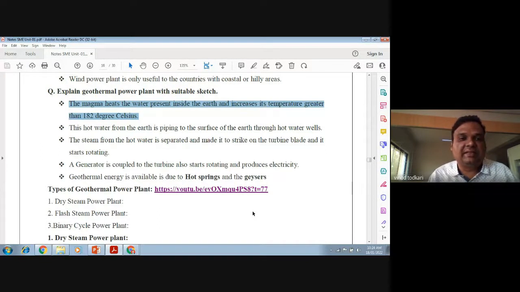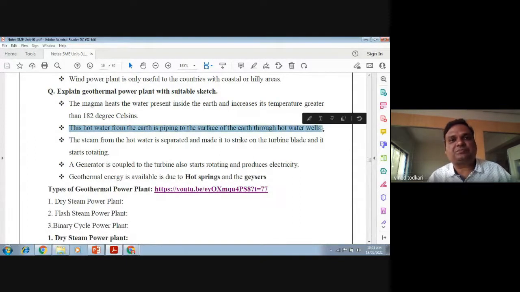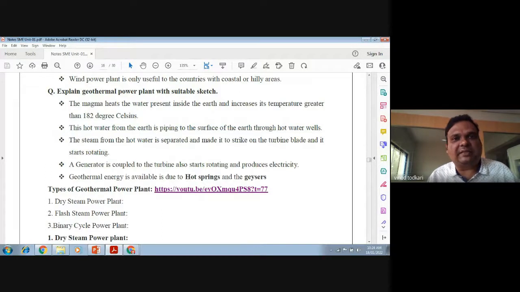Now see, this hot water, at a temperature more than 182 degrees Celsius, can be piped to the surface of the earth through hot water wells. Through hot water wells, we can pump this water from the subsurface to the surface, right? Using piping, we can pump it. We can bring the water from subsurface to surface.